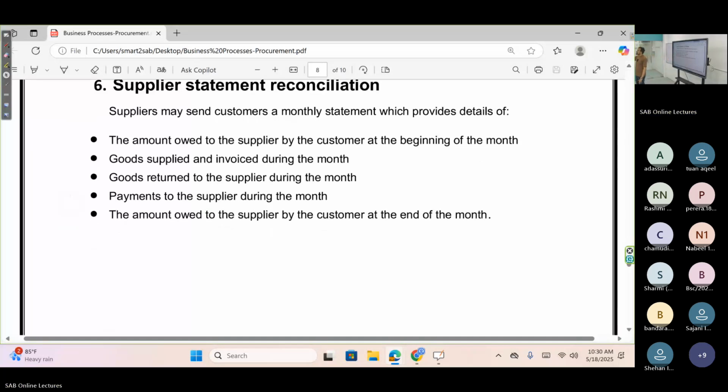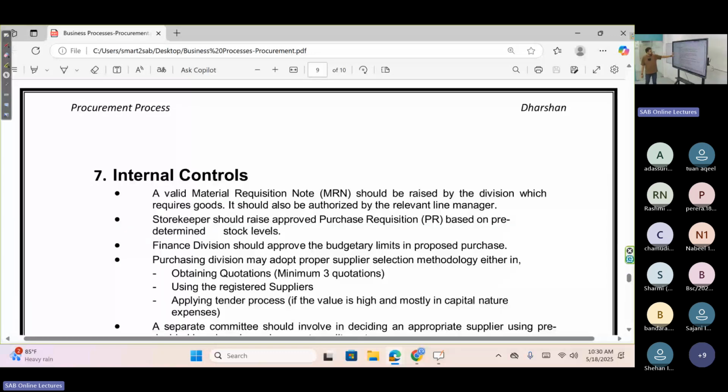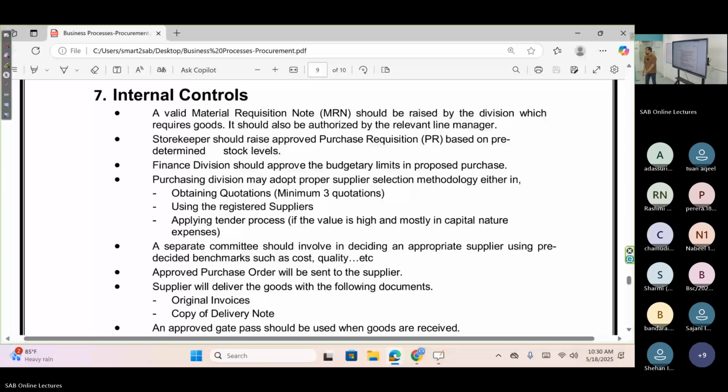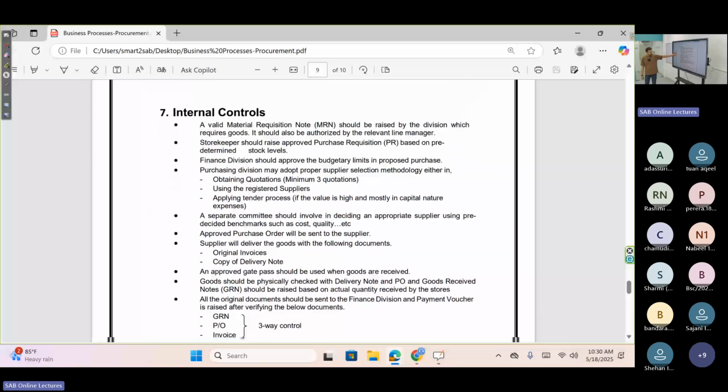On the sales side, the customer statement. So these are the internal controls available in the procurement process. So I will read a few internal controls. The rest of the things you can read and understand.